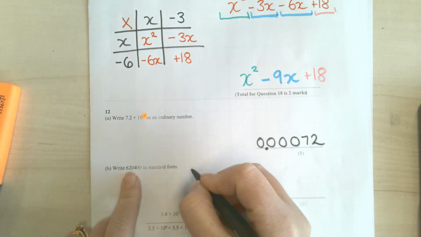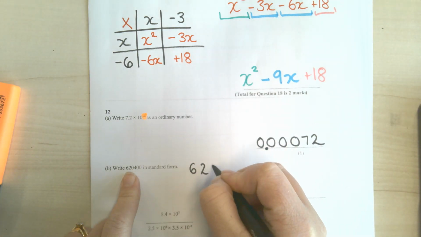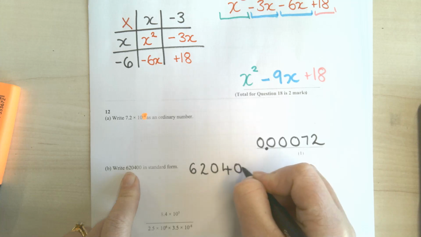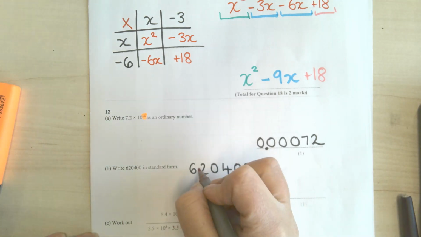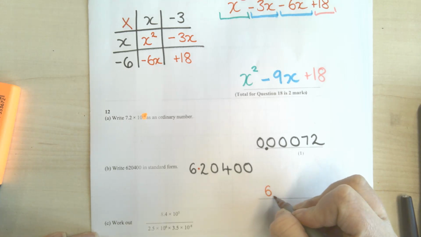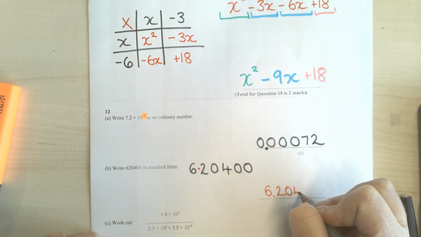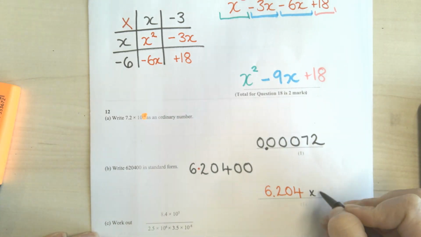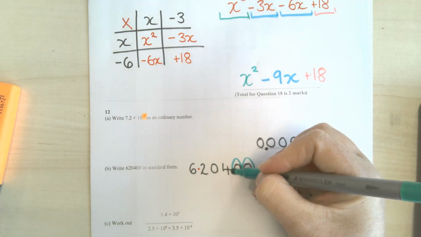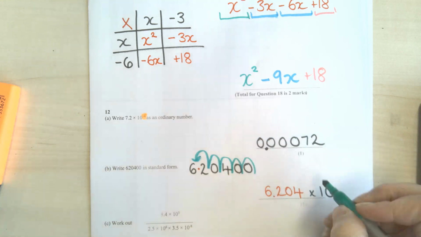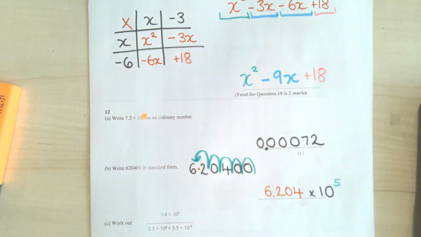This one here, I'm going to write it a bit bigger. So it's 620,400. Decimal will have to go here, which makes it 6.204. And I am multiplying that by 10. And my power is 1, 2, 3, 4, 5. So it's to the power of 5.